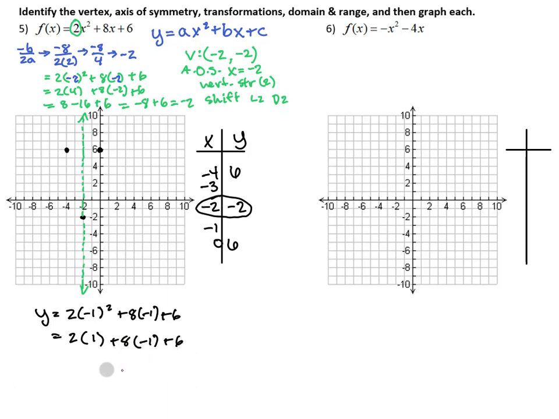-1 times itself twice. Multiplying 2 times 1 is 2. 8 times -1 is -8 plus 6. 2 and -8 make -6 plus 6 is 0. We get a y value of 0. So we have -1, 0 right there, and -3, 0, the symmetric point.